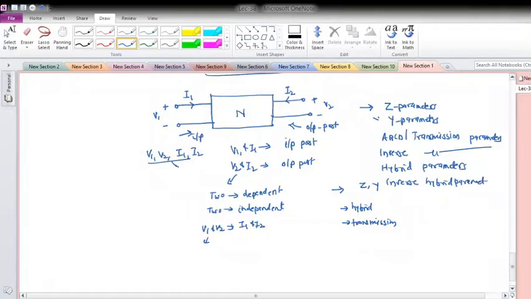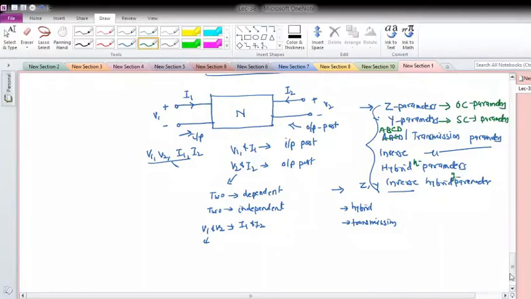And basically out of 4, if I use the different combinations in terms of dependency and independency, I will get these 6 parameters. These Z parameters are also known as open circuit parameters, and these Y parameters are known as short circuit parameters also. In different books they have used different names. So this is ABCD or transmission parameters, inverse transmission parameters, hybrid or H parameters, and inverse hybrid or G parameters.